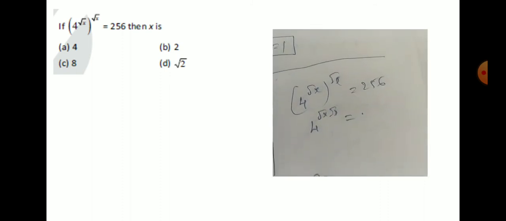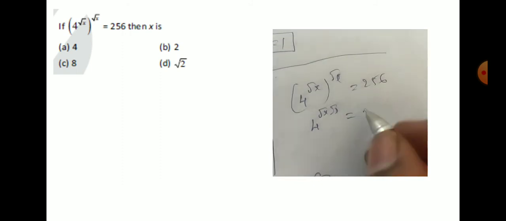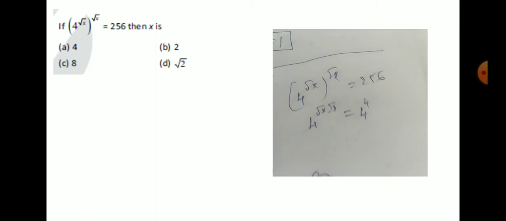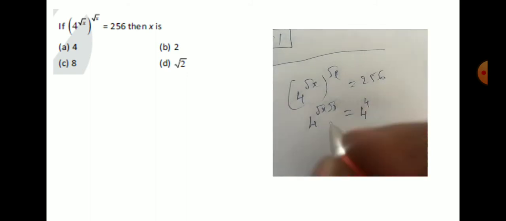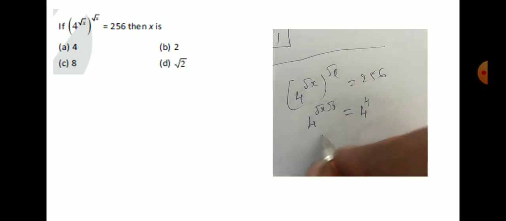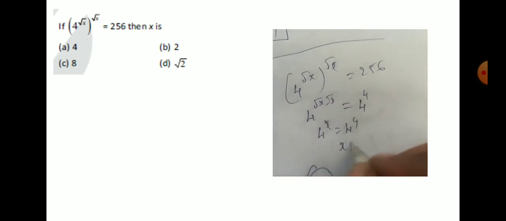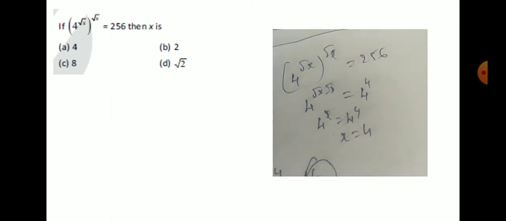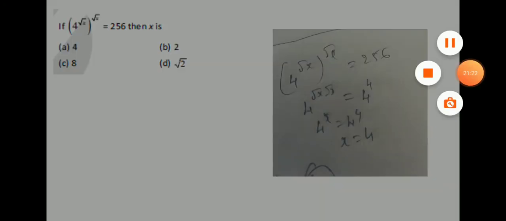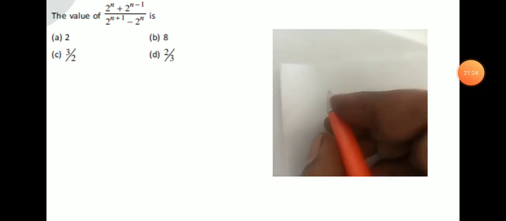4 power 4, right? 4 power 4. Root x into root x is x. 4 power x is 4 power 4, therefore x is equal to 4. Option A, x is equal to 4.